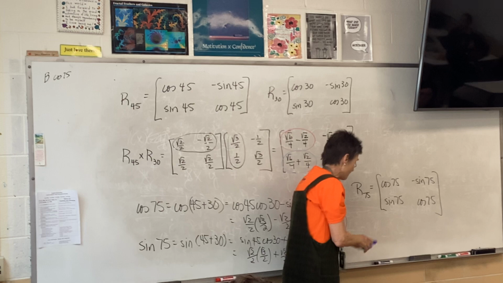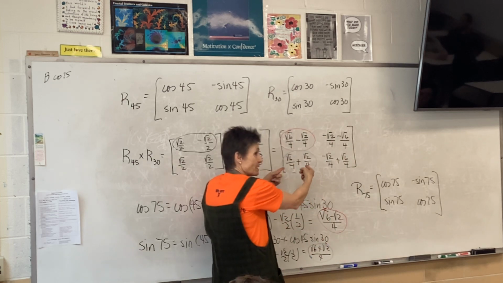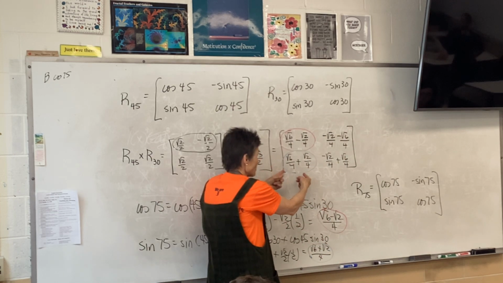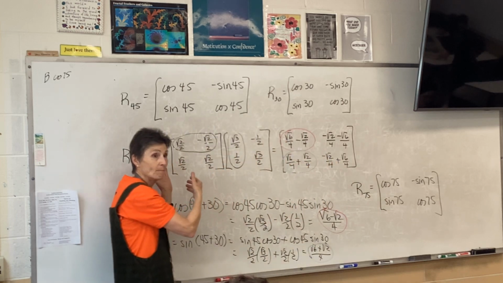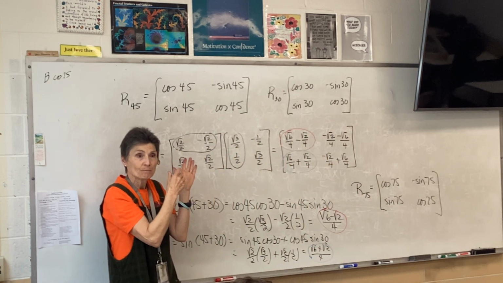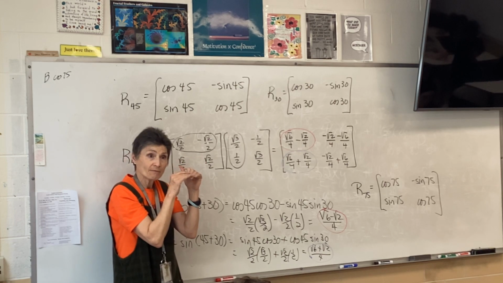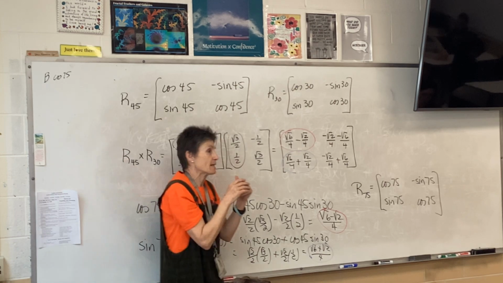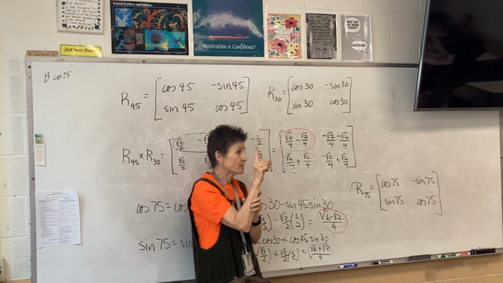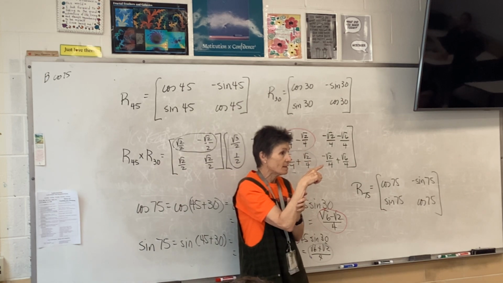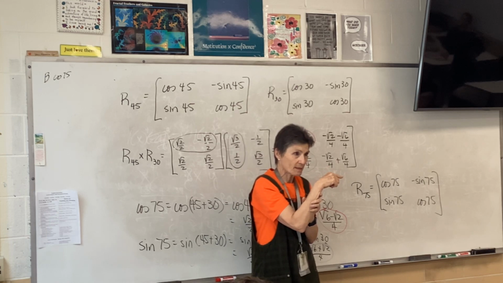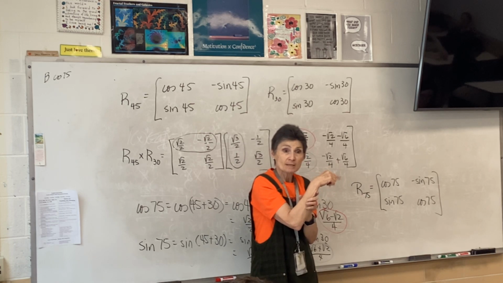Whoa, wait a minute. So how did I get this matrix right here? This matrix is the 75-degree rotation. How did I get it? By multiplying the 30 and the 45. I want you to think about it for a second. If you take something and rotate it 30 degrees, and then you rotate it 45 degrees, isn't the end result going to be that you rotated it 75?